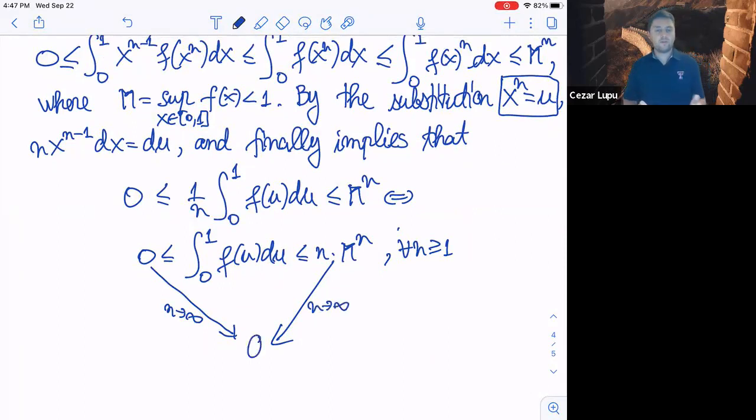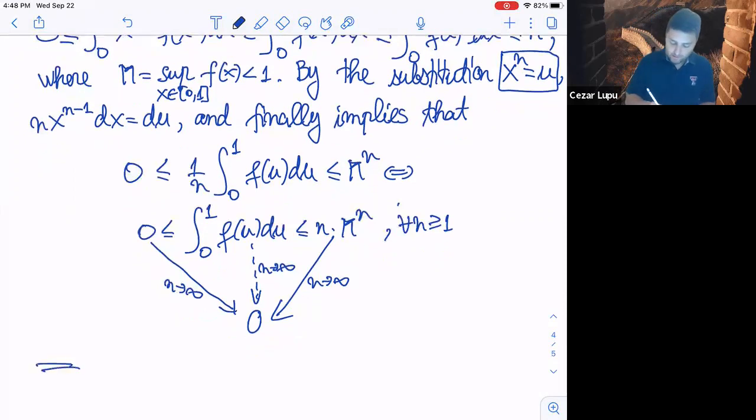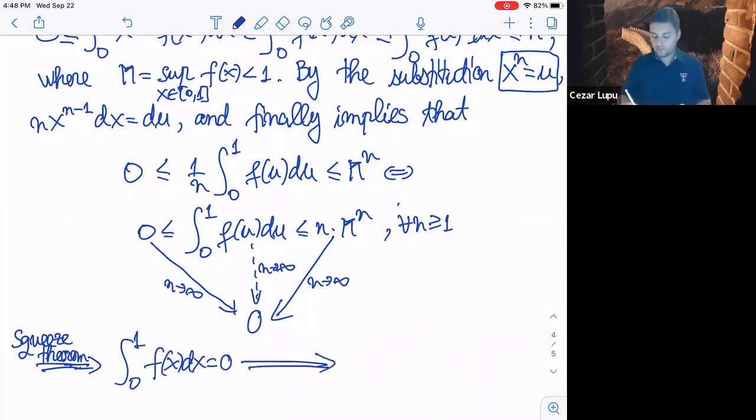So if you have a number between 0 and 1, then the limit of a constant between 0 and 1 to the power n is 0, but moreover, even if you multiply by n, it is also 0. So by the squeeze theorem, this will also approach 0. So here, squeeze theorem. The integral of f of x dx is 0. And the conclusion follows.